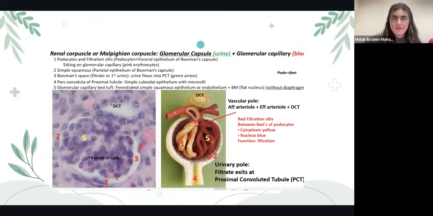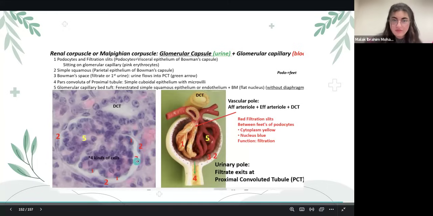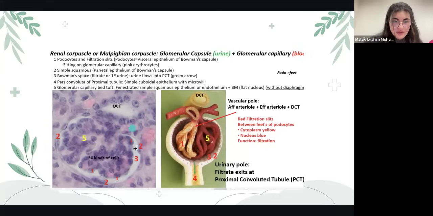Basically, again, these are the podocytes over here, or the filtration slits. They would be found in Bowman's capsule. 2 is the simple squamous epithelium, and you would find it on the parietal side. 3 is Bowman's space, which is basically just a space in between the parietal and the visceral side. And then 4 is pars convoluta.